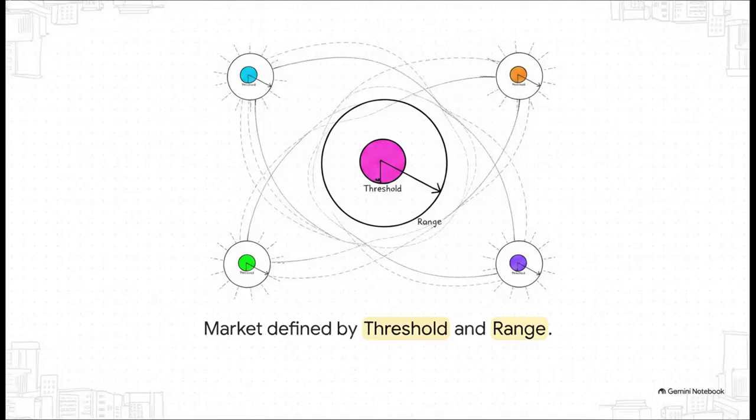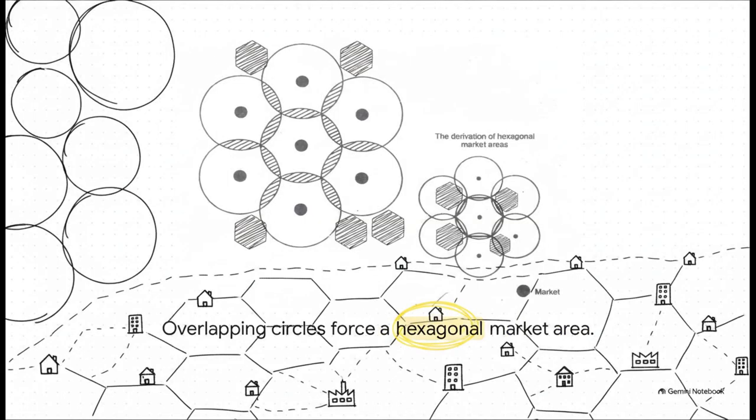Just imagine a single business sitting right in the center of an isolated town. If we assume the world is perfectly flat and transport costs increase evenly in absolutely every direction, a business's market area naturally forms a perfect circle. The inner circle is the threshold they absolutely need to survive, and the outer edge is their maximum range. But in the real world, you don't just have one business. You've got competitors everywhere. Let's move on and see how this builds when competitors enter the picture.